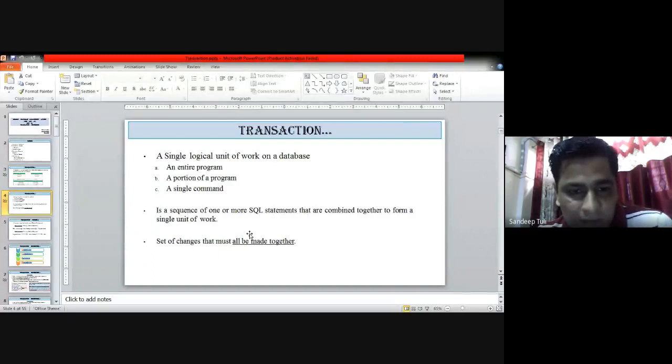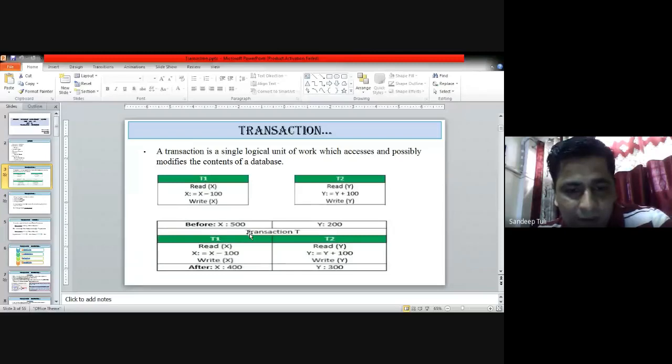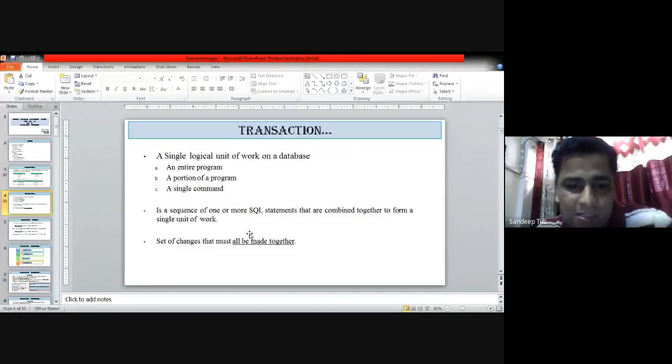So I am again repeating it: a single logical unit of work on the database. It could be an entire program, it could be a portion of a program, or it could be a single command also. Now if you consider T1, it means read x, x equals x minus 100, and write x. It is a single statement. Reading and writing is a part of every transaction, and until a transaction is reading or writing the data, it will not be updated. So it is a single statement, and if I am combining these two, then there are multiple statements.